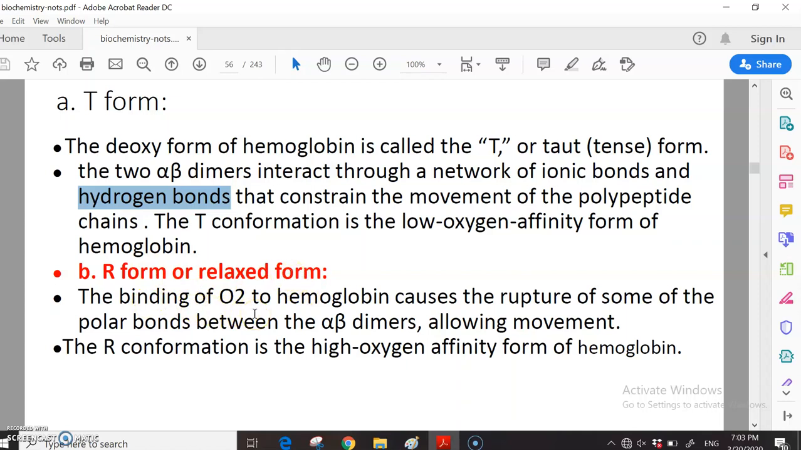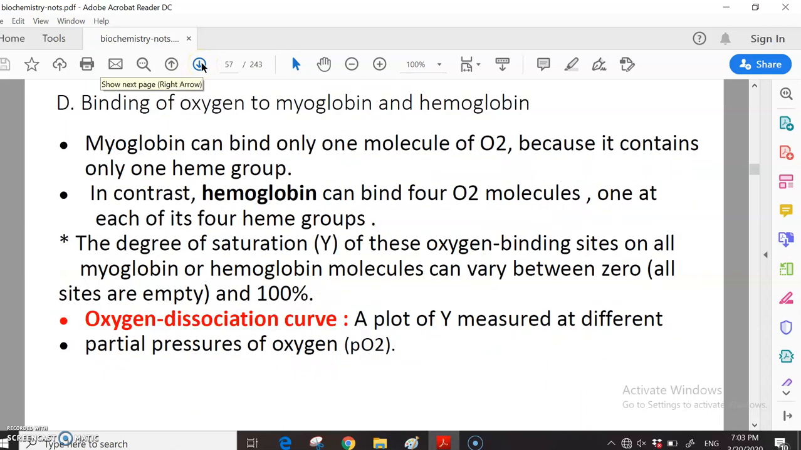The binding of oxygen to hemoglobin causes rupture of some of the polar bonds between the alpha beta dimers, decreasing the number of polar bonds between the alpha and beta dimers, and this allows movement. The R conformation is the high oxygen affinity form of hemoglobin.